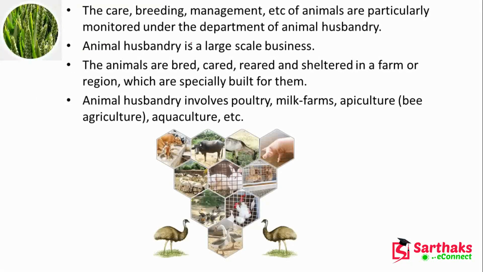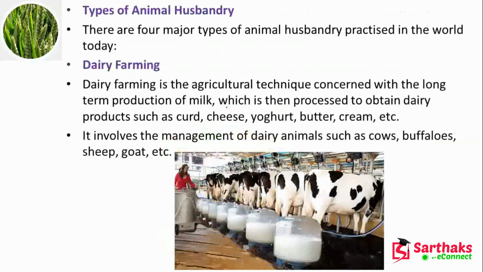It is a large scale business. And animal husbandry involves poultry, milk farm, apiculture. Apiculture means bee agriculture. And aquaculture means fisheries, the fish management, those things. This is aquaculture, the seafood, that we also require. So these things we require as animal husbandry. Now, types of animal husbandry.